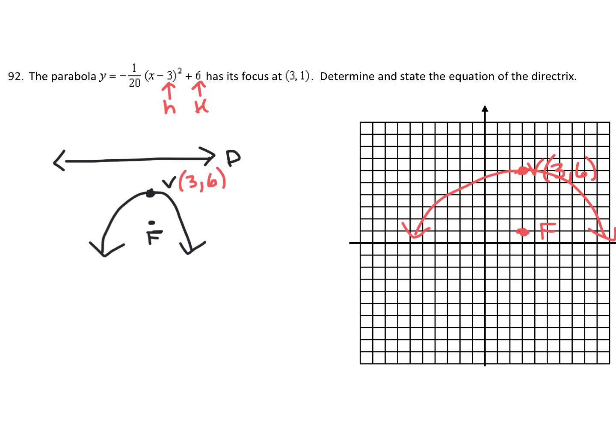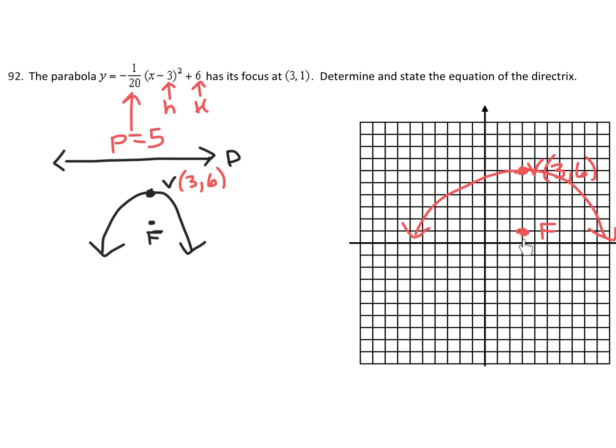If you want to do it by looking at the equation, remember the denominator of this equation, see this 20? Don't we know this is equal to 1 over 4p? I mean, it's negative because it's opening down. But the denominator is equal to 4p. So think in your mind, 4 times what gives you 20? Doesn't 4 times 5 give you 20? So p must be equal to 5.